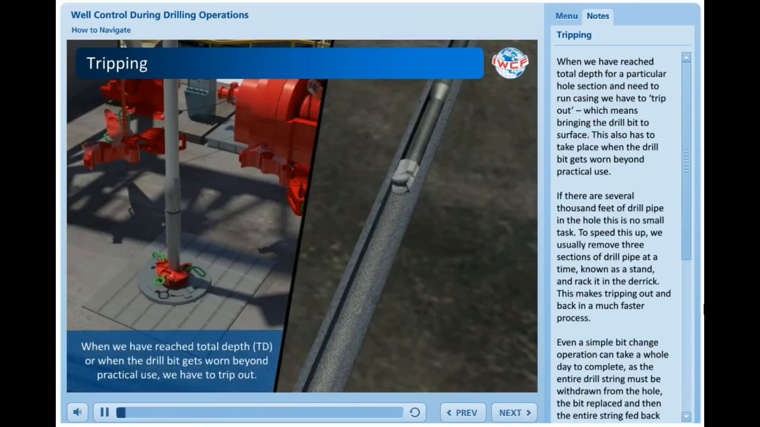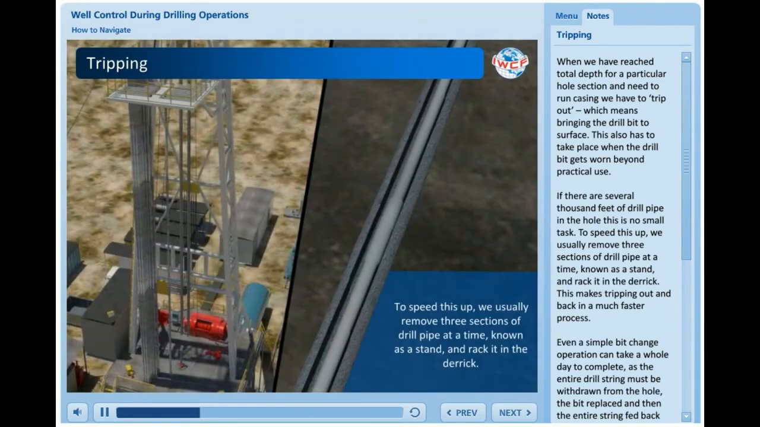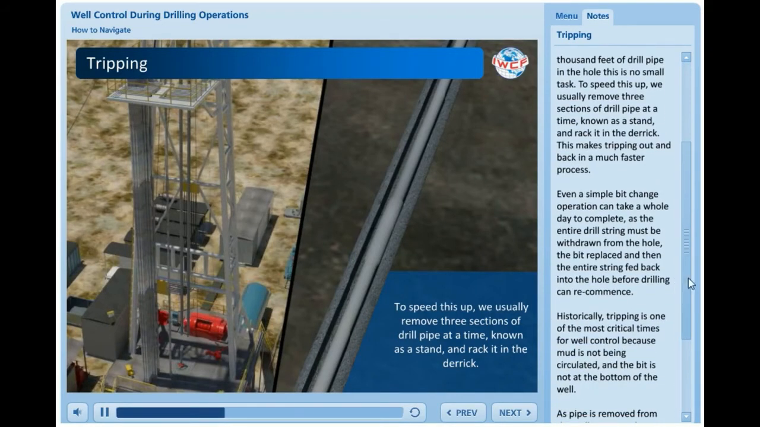When we have reached total depth for a particular hole section and need to run casing, we have to trip out, which means bringing the drill bit to surface. This also has to take place when the drill bit gets worn beyond practical use. If there are several thousand feet of drill pipe in the hole, this is no small task. To speed this up, we usually remove 3 sections of drill pipe at a time, known as a stand, and rack it in the derrick. This makes tripping out and back in a much faster process.